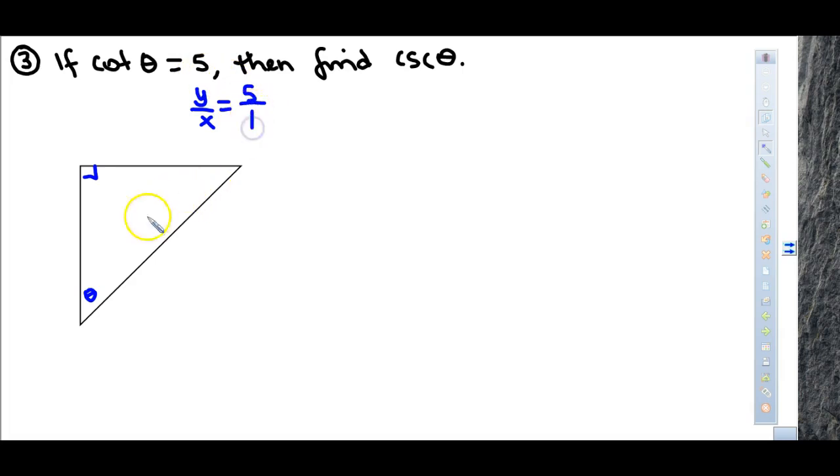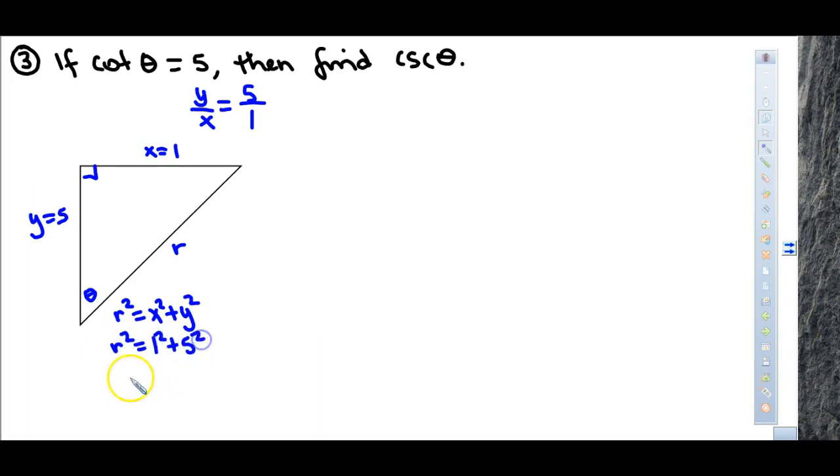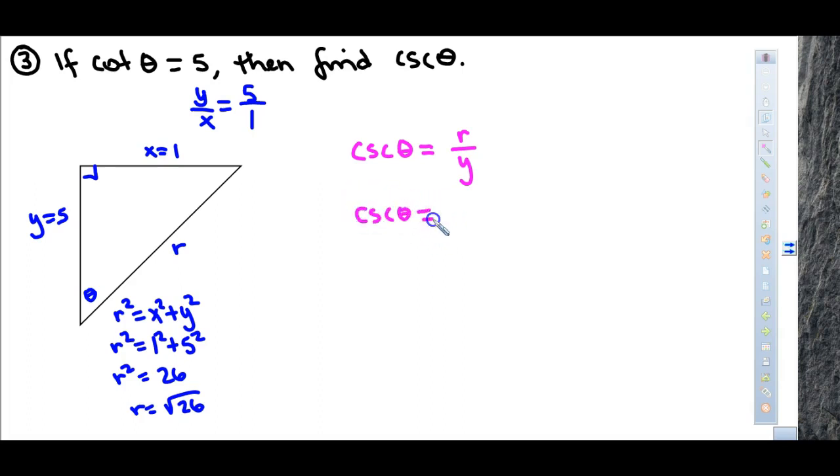But I can write that as 5 over 1. So what I know is that my x is 1. My y is 5, and I need to figure out what r is. So again, r squared is equal to x squared plus y squared. So r squared is equal to 1 squared plus 5 squared. So r squared is equal to 26. So r is the square root of 26. So if I want to find cosecant of theta, then I know that cosecant theta is r over y, because that's the reciprocal of sine. So cosecant theta will simply be square root of 26 divided by 5.